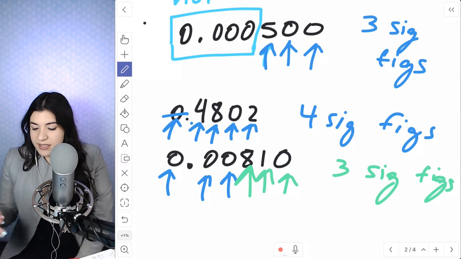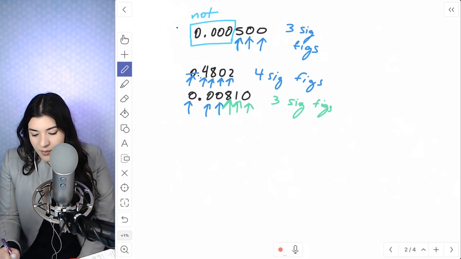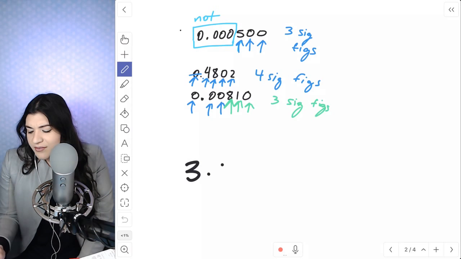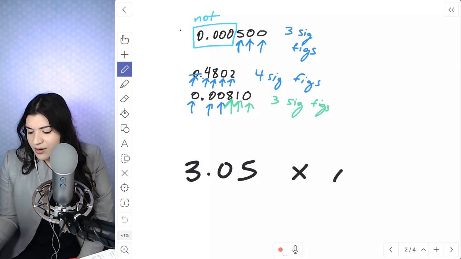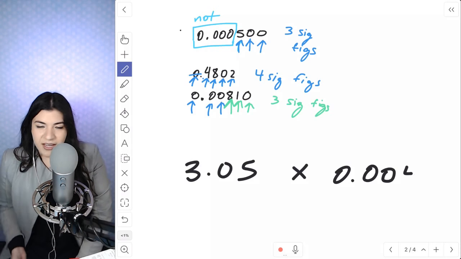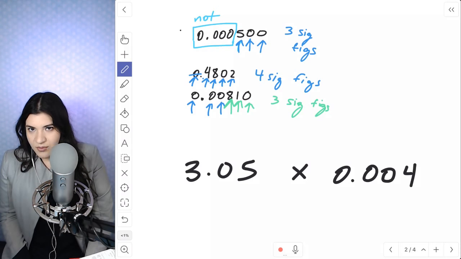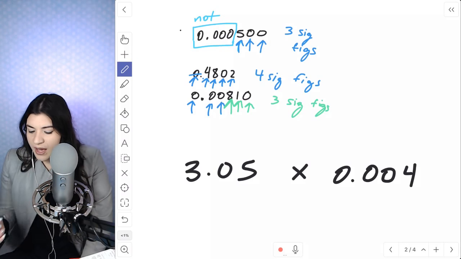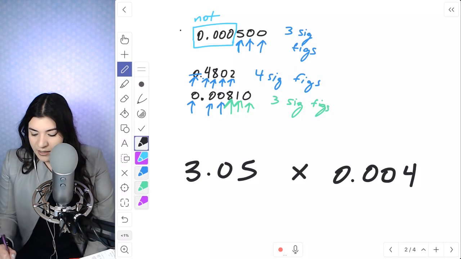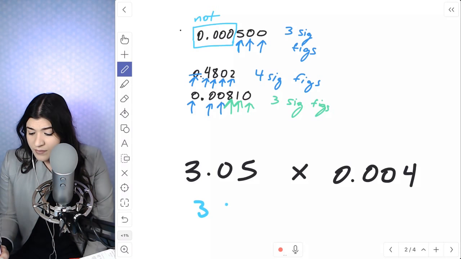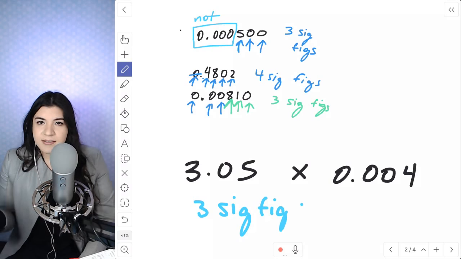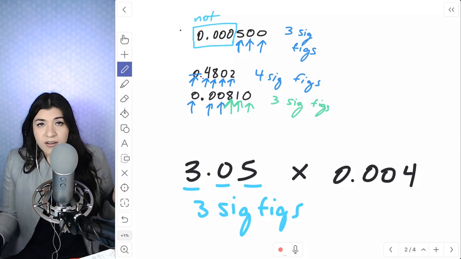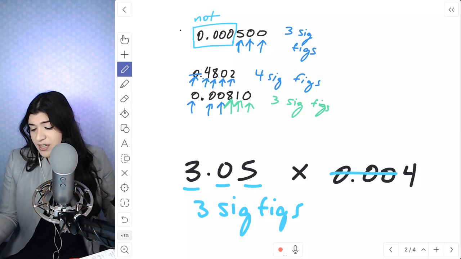So let's say, real quick, another question that you had: 3.05 times 0.004, and you were told to calculate this. This is something where you definitely need to know your sig figs. This first one would be 3 sig figs for sure, since anything sandwiched in between two different non-zero numbers would be significant. These are not significant since they're leading zeros, and we'd only have 1 sig fig.